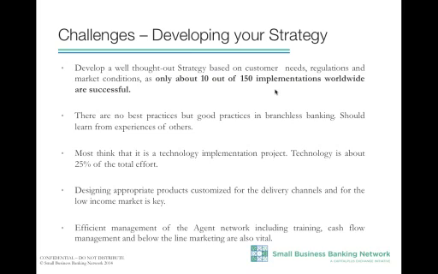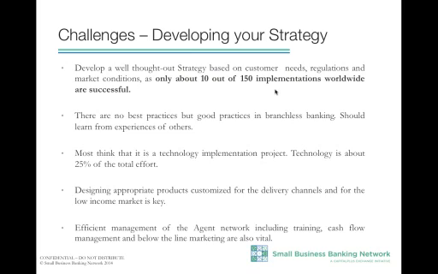Or branchless banking implementation. What I say is learn from other people's experiences. There are examples where some of the models in Africa have been copied and tried in Eastern Europe as well as in Asia. And I know there are some institutions that have lost millions of dollars purely because you can't replicate other models. You need to build your own model, and it's important that you develop your strategy, right?